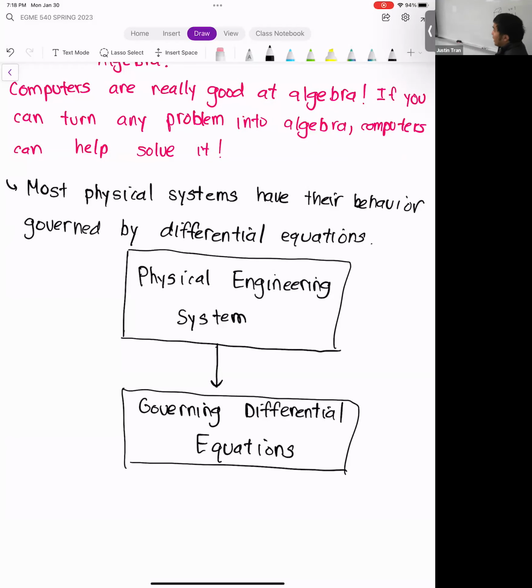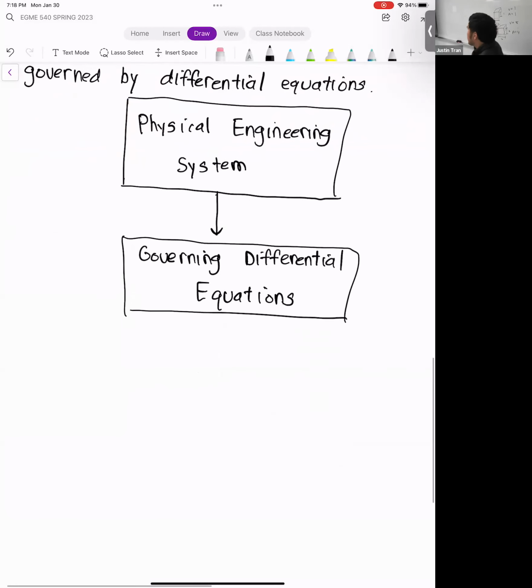That physical engineering system has its own governing differential equations. Whether it be a structural, thermal, fluid, or electromagnetic system, there are always going to be some differential equations that govern it. Ideally, if you're able to solve those differential equations, you're going to understand a lot about your system, so you can do a lot of predictive modeling.